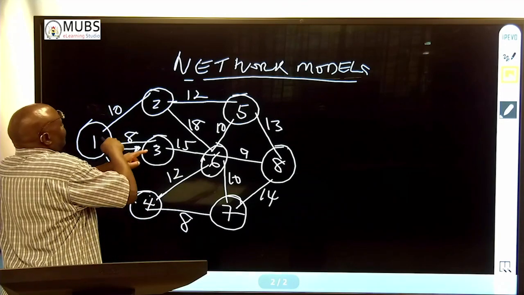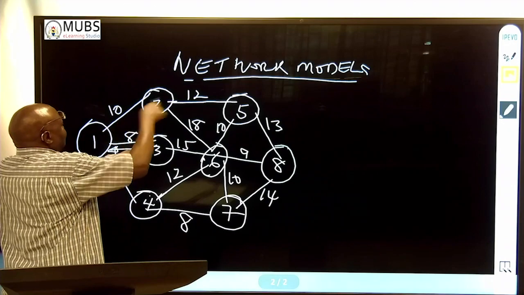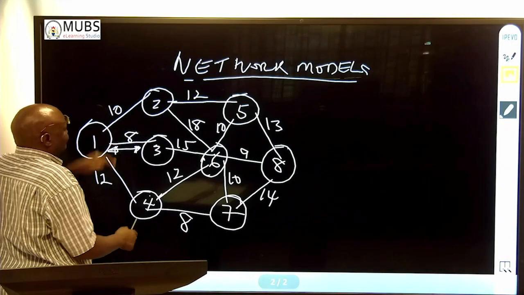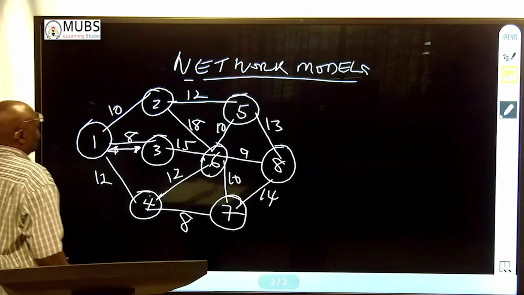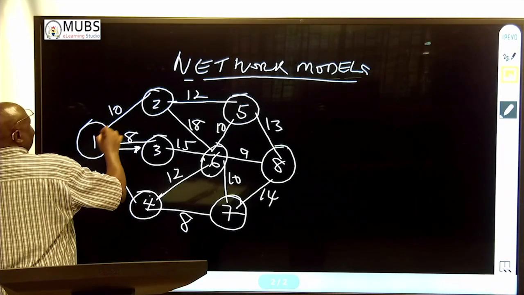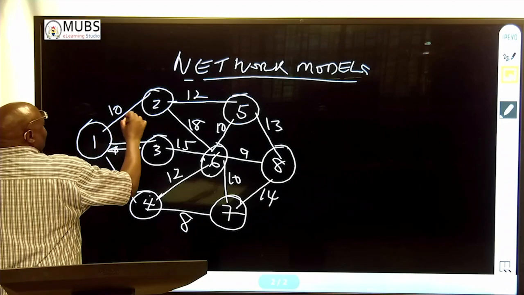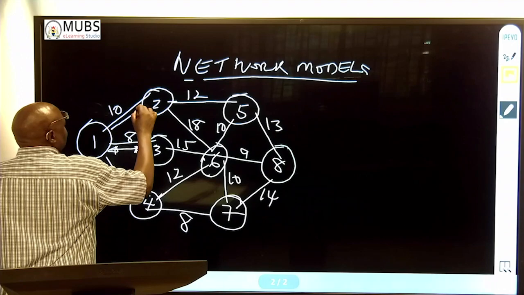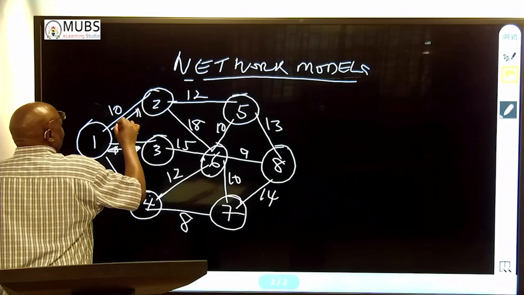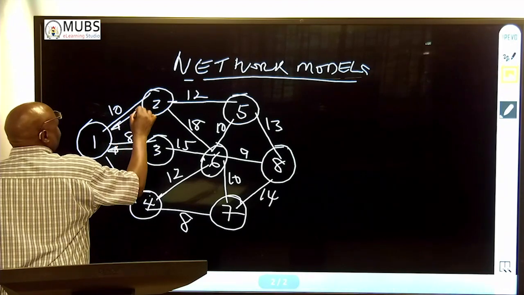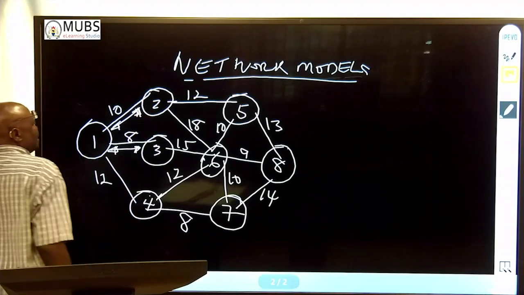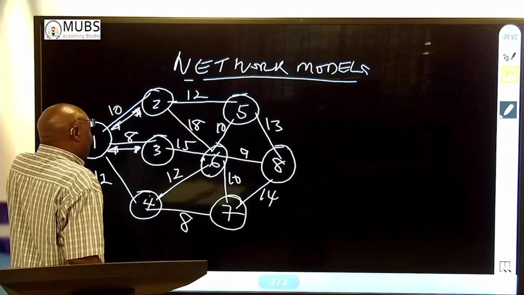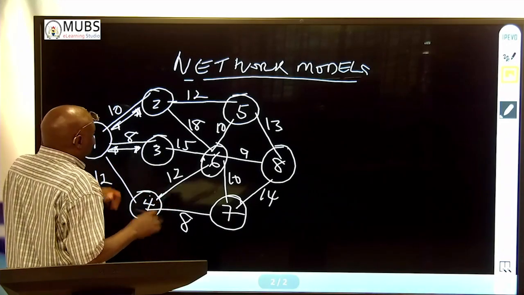This one can be connected to 2, or it can be connected to 4. So we can connect 1 to 2. I have to repeat that. Why are we doing this? We are looking for the cheapest way to connect to water.